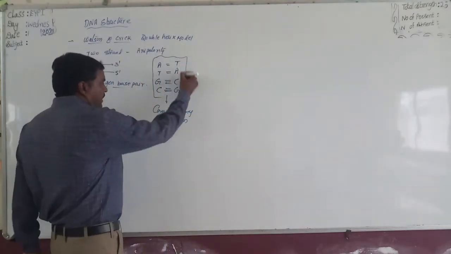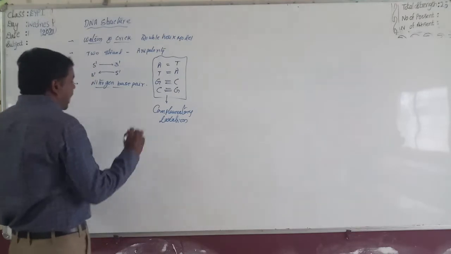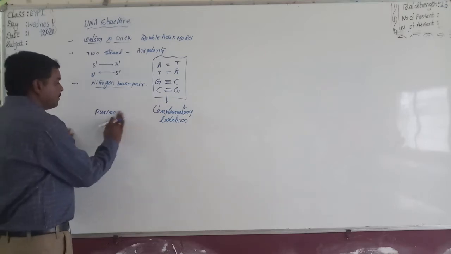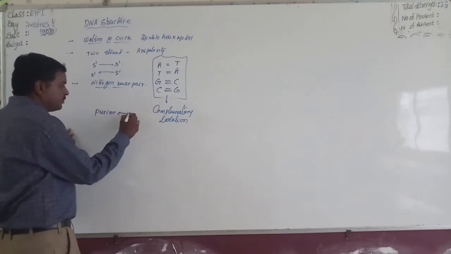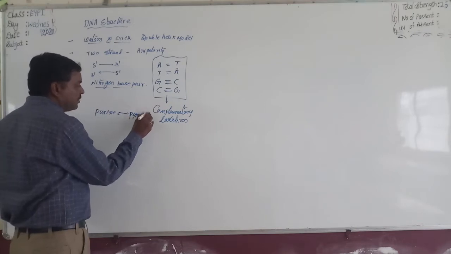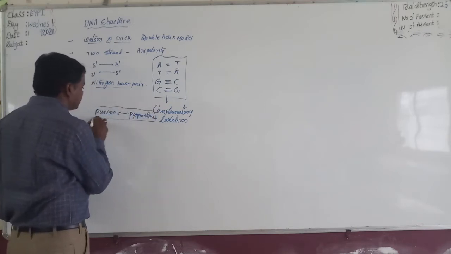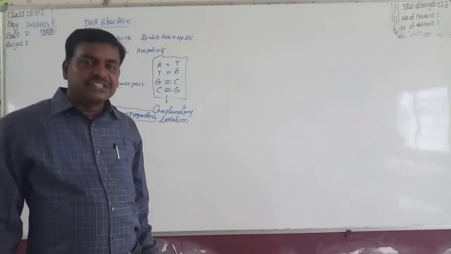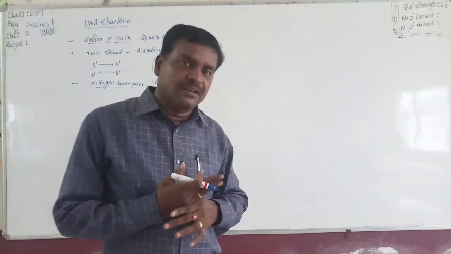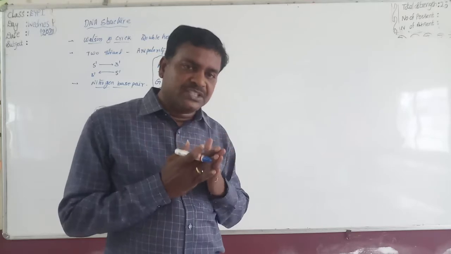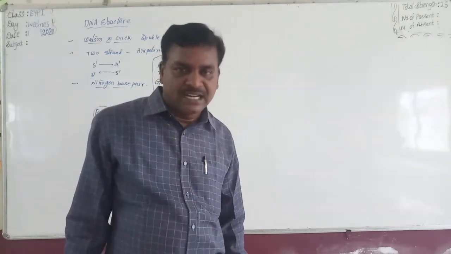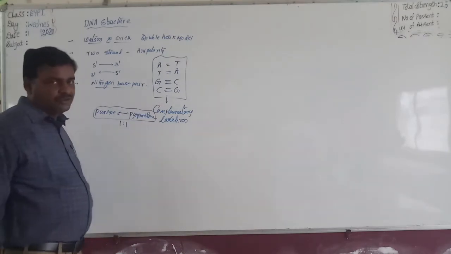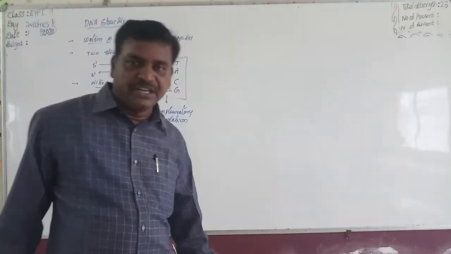Similarly, the purines present in DNA are always linked with pyrimidines. The purines of one strand are linked with the pyrimidines of the other strand. Purines and pyrimidines are complementary in nature, linked by hydrogen bonds. So purines and pyrimidines exist in a 1:1 ratio according to Chargaff's rule in the DNA molecule.